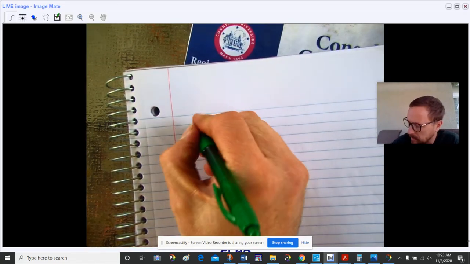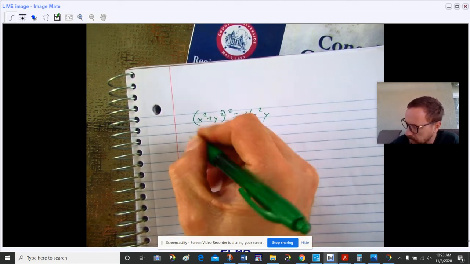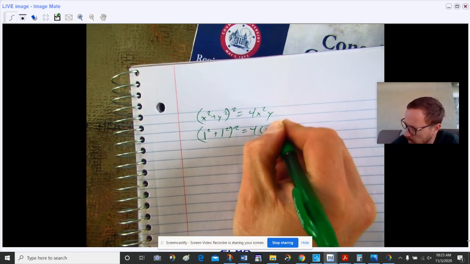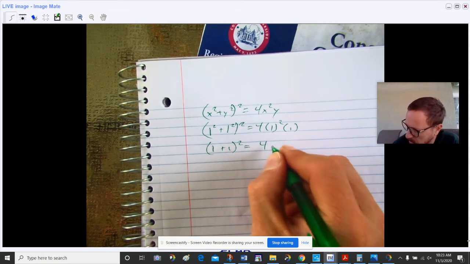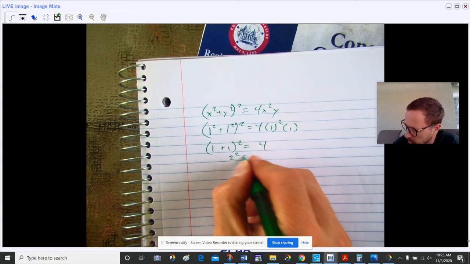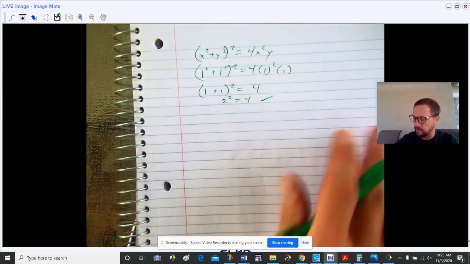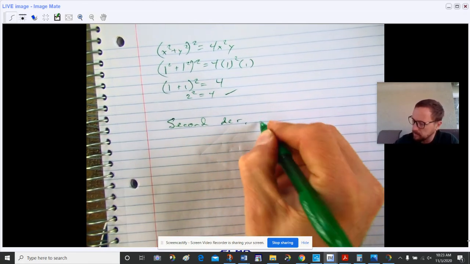So we had, remember, x squared plus y squared squared equals 4x squared y. So you will have 1 squared plus 1 squared squared equals 4 times 1 squared times 1. So we'd have 1 plus 1 squared equals 4, and then 1 plus 1 is 2. 2 squared equals 4. Check. So that one does. And so that's how we could go through and do something like that. All right. And then let's take a look at maybe another second derivative problem.